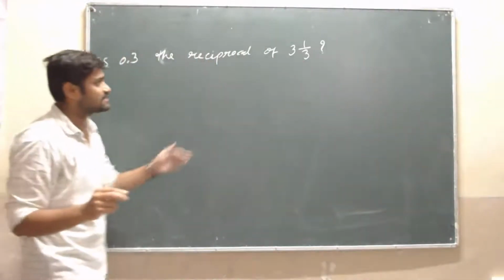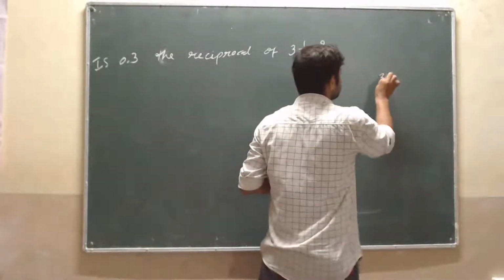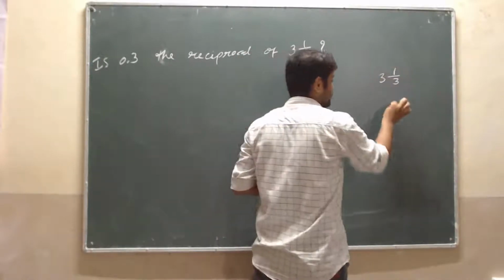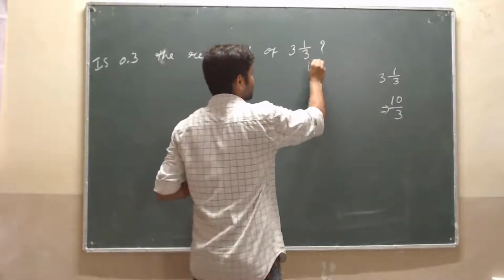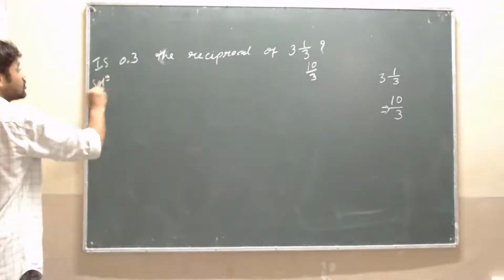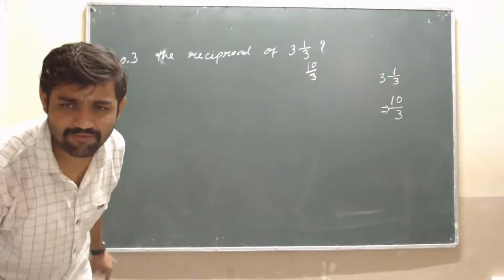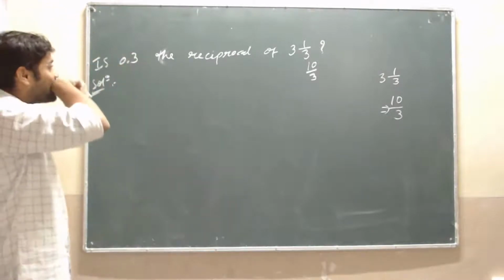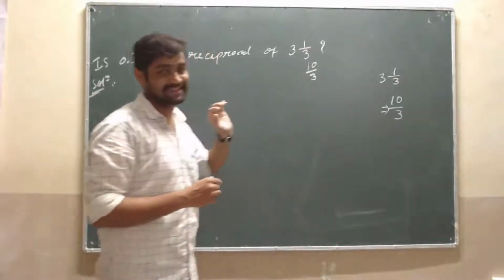First we have to convert the mixed fraction into a fraction. That is 3 and 1 by 3rd. 3 threes are 9, 9 plus 1 is 10 by 3. We can write this as 10 by 3. But here we have 0.3. Sorry, it is 10 by 3, not 10 by 9. 3 and 1 by 3 is 10 by 3.